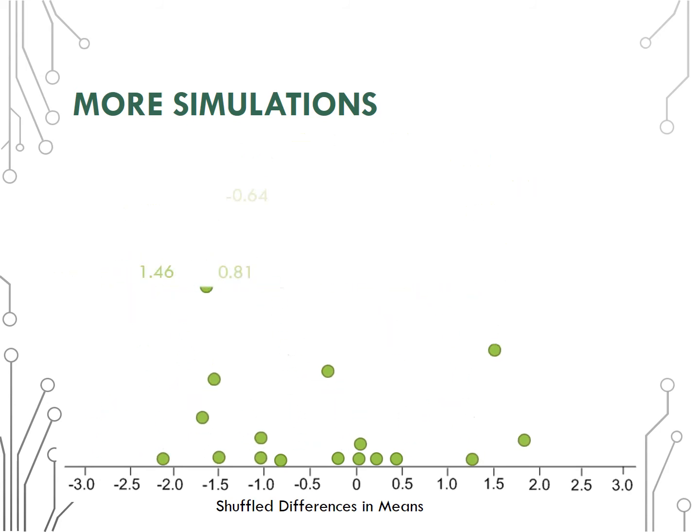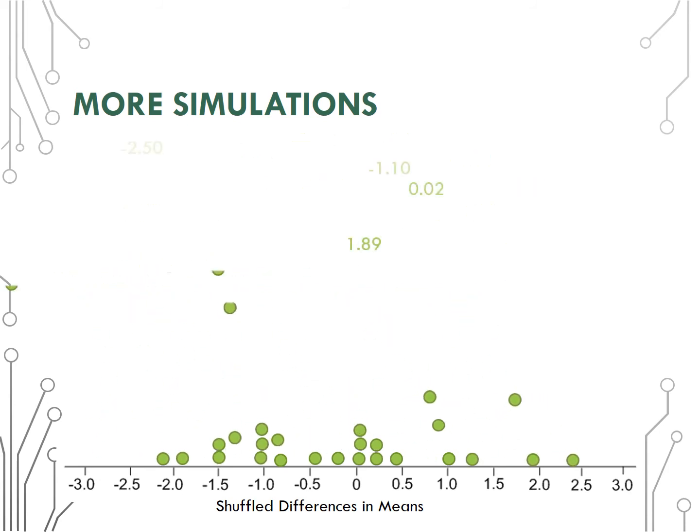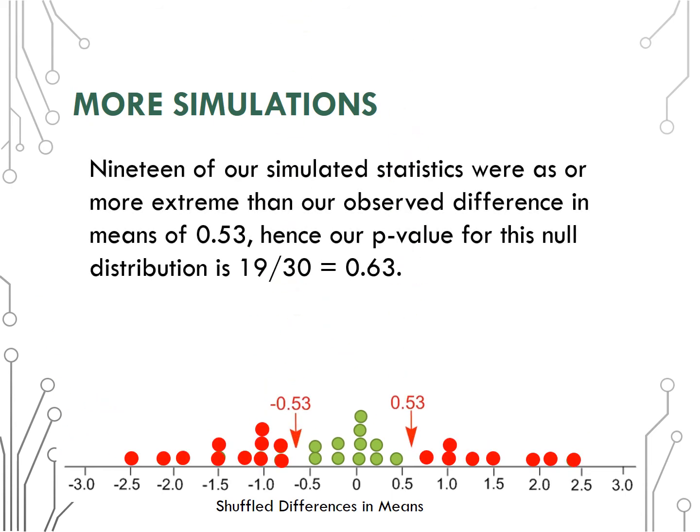Here you are seeing a null distribution with 30 simulated samples. We call the observed statistic was 0.53. Because the test is two-sided, we need to count values farther in the tail than 0.53 on either side of the null value. So since the null value is 0, that means we will count the number of simulated differences in means at or above 0.53 and at or below negative 0.53. For this distribution, our p-value would be 19 out of 30 or 0.63.